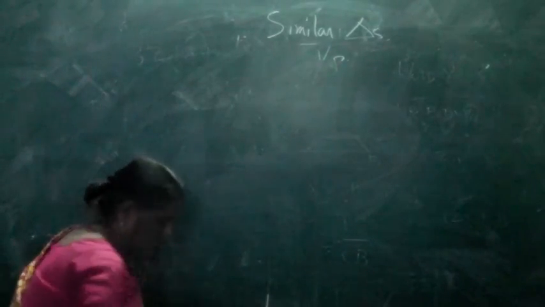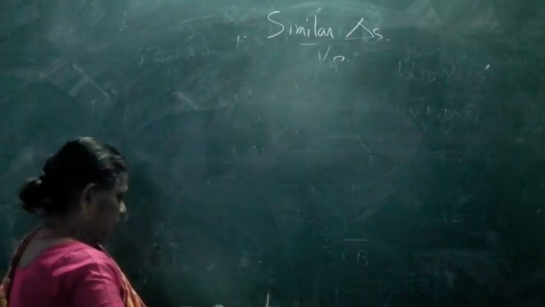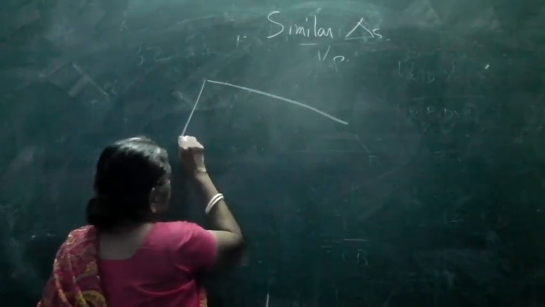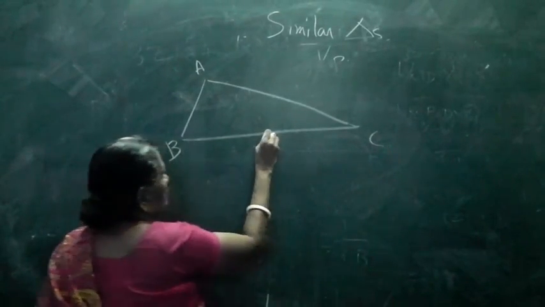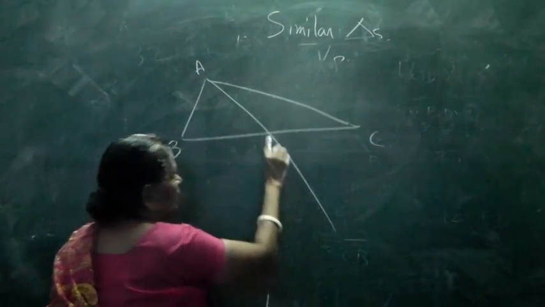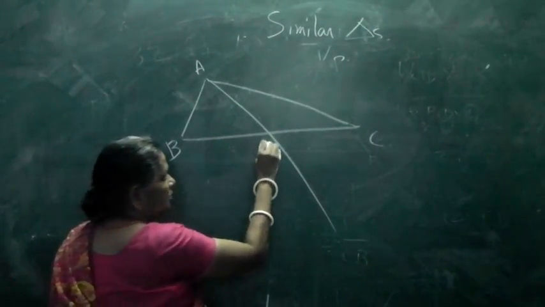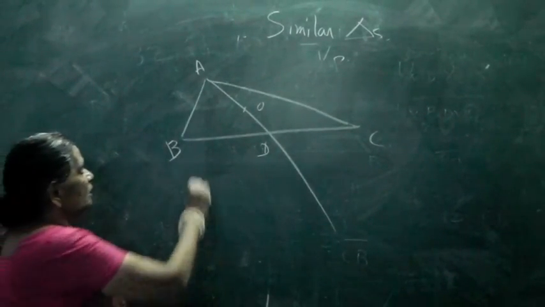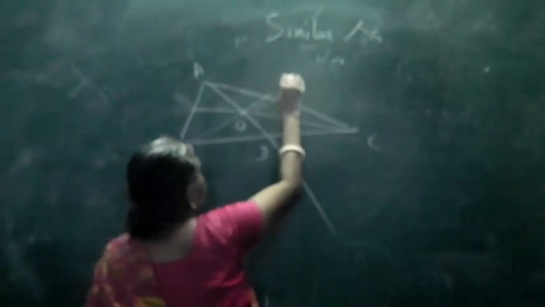Now, one more problem we'll do. See, I'll just explain the figure. This ABC is a triangle. AD bisects one side of this triangle, that is BC. This point is D. O is any point on the bisector. Now, BO is joined, CO is joined and produced to E and F respectively.